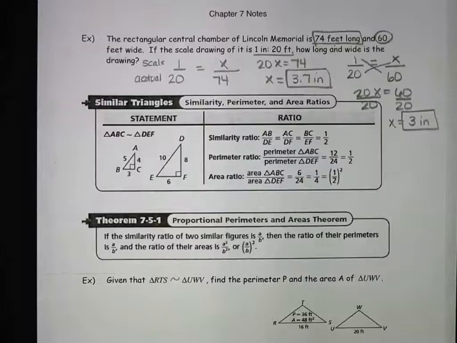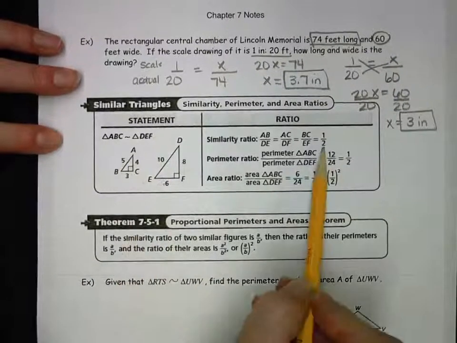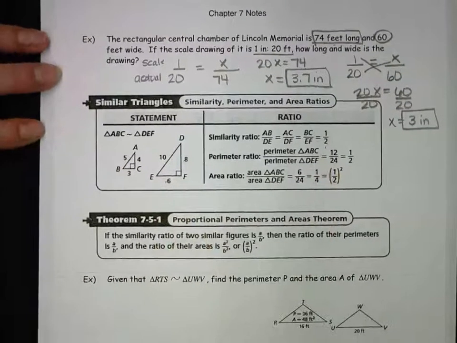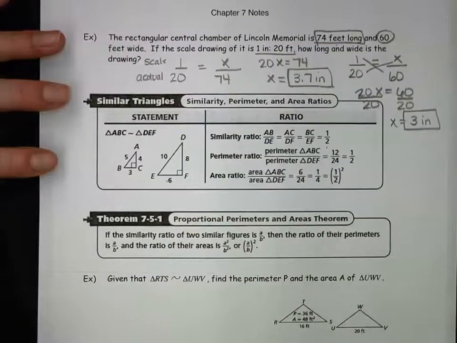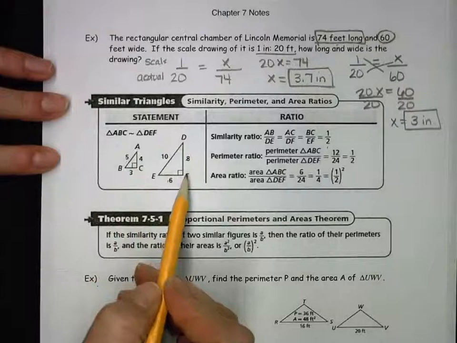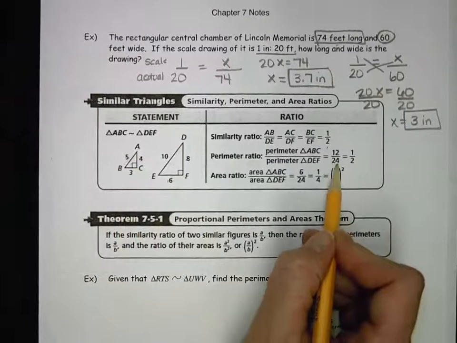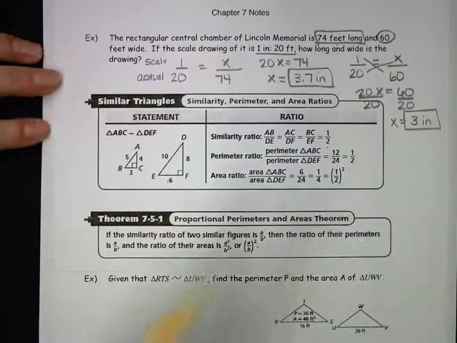Next, we're going to talk about similarity, perimeter, and area ratios. If you take a look at these two triangles, ABC is similar to DEF. There are kind of 3 things we're going to talk about. If you found the similarity ratio of these triangles, 5 over 10, 4 over 8, and 3 over 6, all are going to equal 1/2. If in turn you are trying to find the perimeter, this triangle is 12, the perimeter of this triangle is 24. If you take the perimeter of this one over this one, you get 1/2.